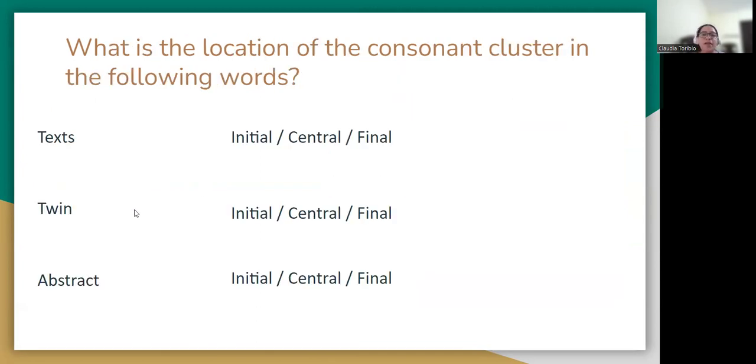Okay, what is the location of the consonant cluster in the following words? First, we have the word texts. Is the consonant cluster at the beginning of the word, in the middle of the word, or at the end? At the end, texts. Here we have k, s, t, s. So we have a cluster of 4 consonants in this word.